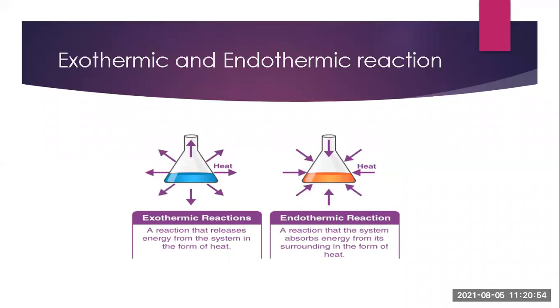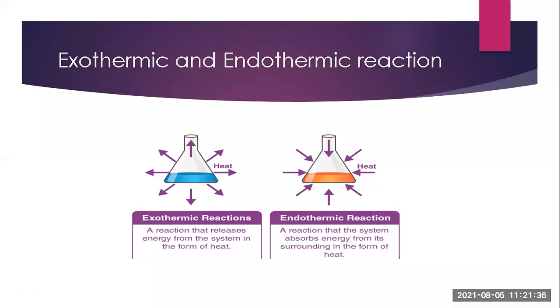Then comes the exothermic and the endothermic reaction. Heat is absorbed and given away in various processes and reactions. Accordingly, the processes and reactions are classified as endothermic or exothermic reactions. So here you can see that exo means releasing the heat. A reaction that releases energy from the system in the form of heat is known as an exothermic reaction. And what do you mean by endothermic reaction? A reaction in which the system absorbs energy from its surroundings in the form of heat is known as an endothermic reaction.